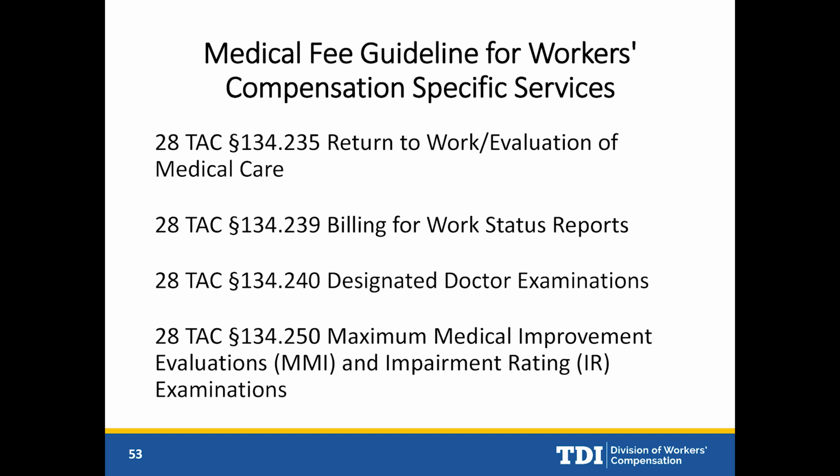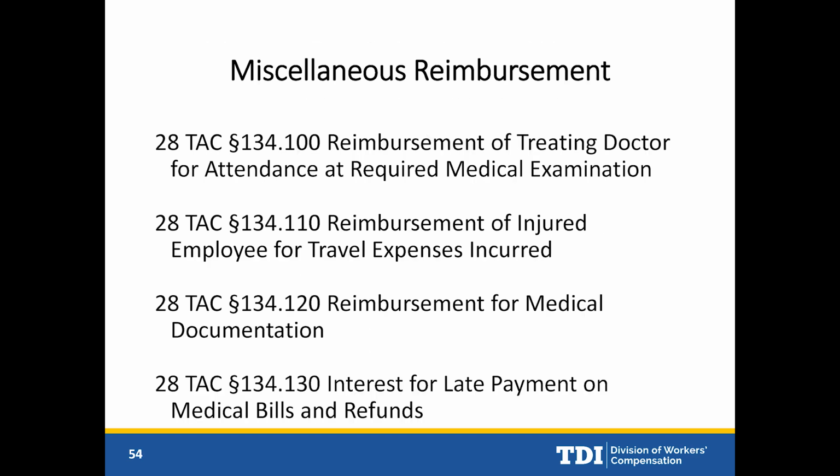One of those types of examinations is an examination to certify maximum medical improvement and assign an impairment rating. So 134.240 tells the DES doc how to bill, what codes to use, but it says for MMI-IR examinations, you go to 134.250 to calculate reimbursement. There are some services that are reimbursable, and we have them in there under miscellaneous reimbursement.